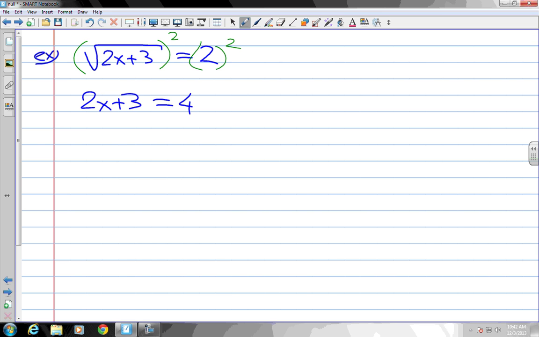Right? Are there any more radicals left in that equation? No, so I can go ahead and solve this equation, which is pretty straightforward. Subtract 3 from both sides, 2x equals 1. So divide by 2, x equals 1/2.